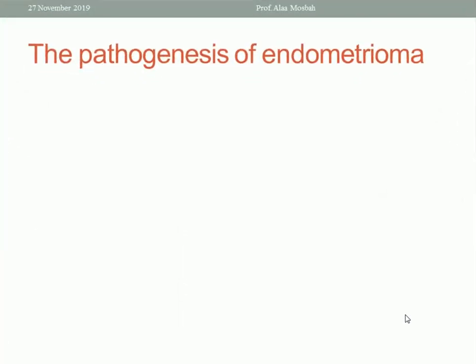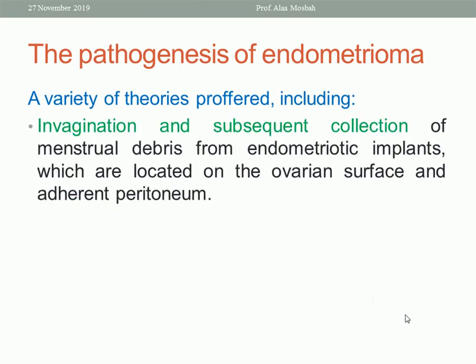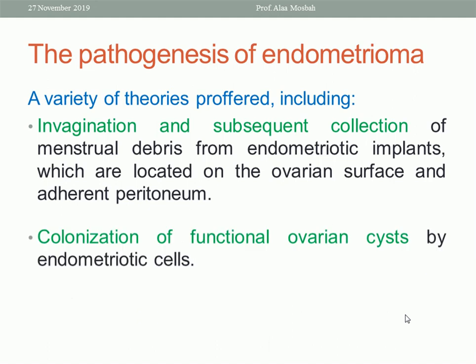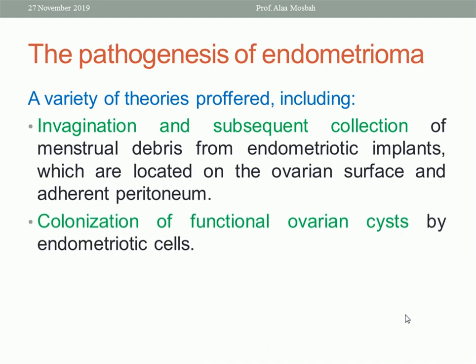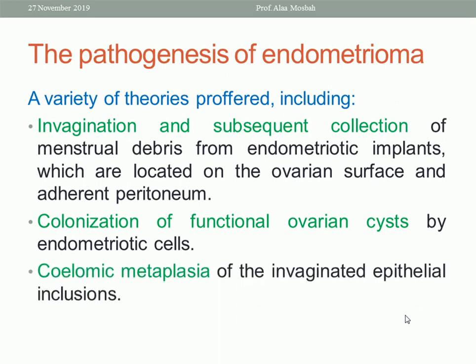What is the pathogenesis of endometrioma? It depends on some theories trying to explain endometrioma, like invagination and the subsequent collection of menstrual debris from endometriotic implants, which are located on the ovarian surface and the adherent peritoneum. Another theory, colonization of functional ovarian cysts by endometriotic cells. Another theory, coelomic metaplasia of the invaginated epithelial inclusions.